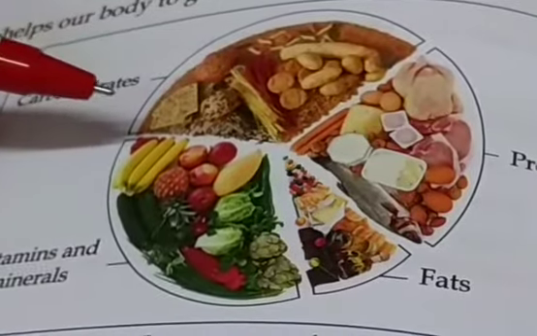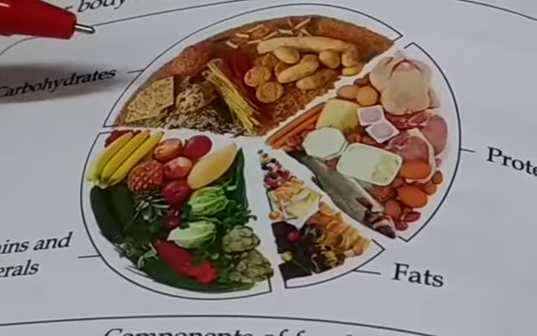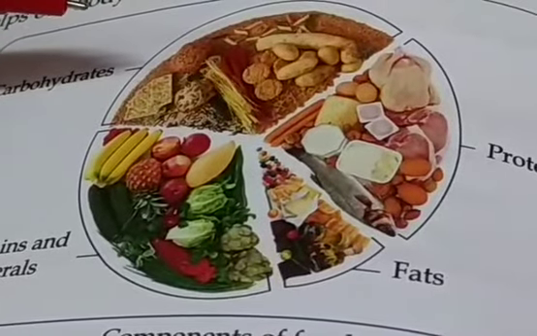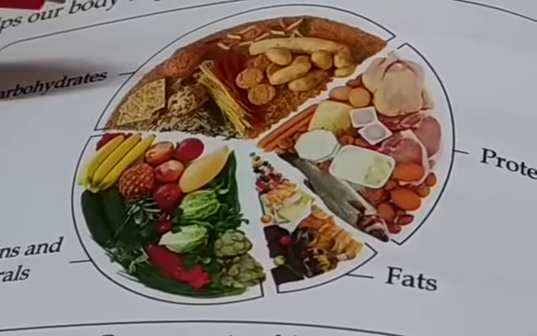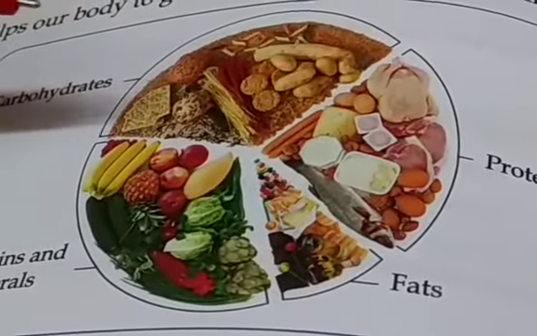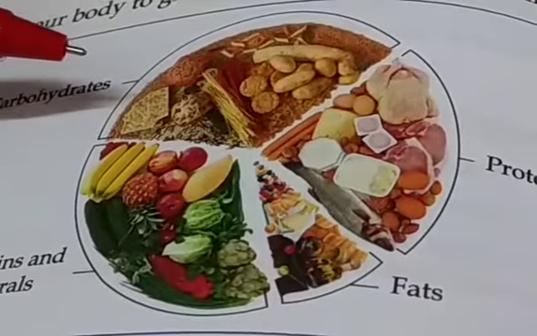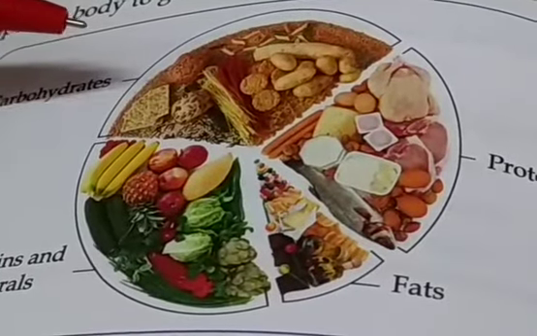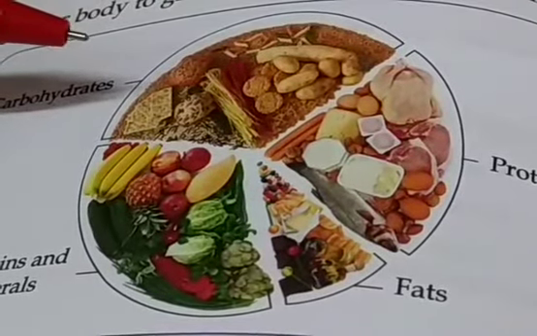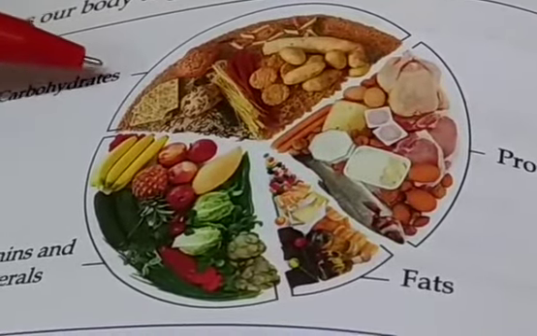For example, when you are playing in the ground, suddenly one of your friends falls. He faints. He becomes unconscious or he is very tired. So what does the PT teacher do? Immediately she will give him some water and give him some glucose. Now why is she giving glucose? Because glucose contains carbohydrate, as it is powdered sugar. So that glucose will give instant energy to the boy or the girl. Understood? So carbohydrates are energy giving food.